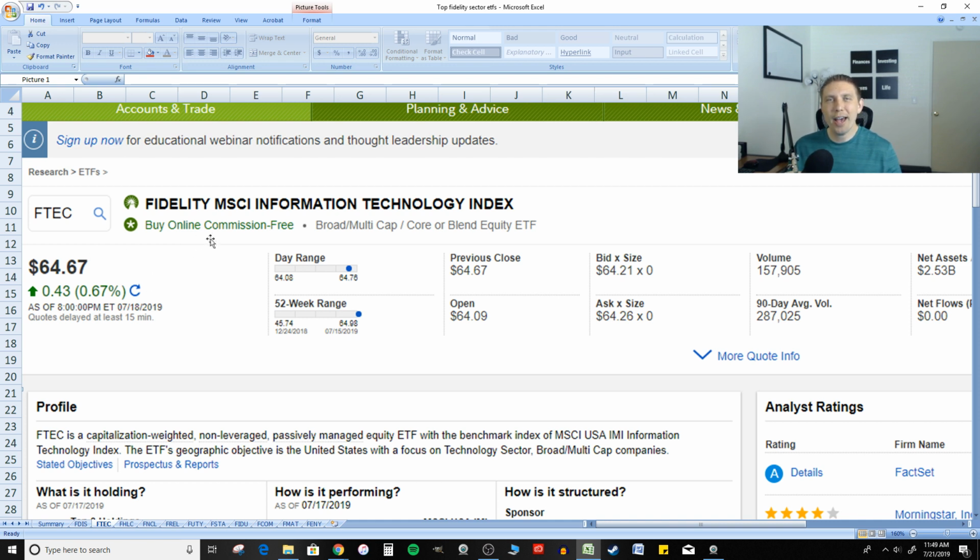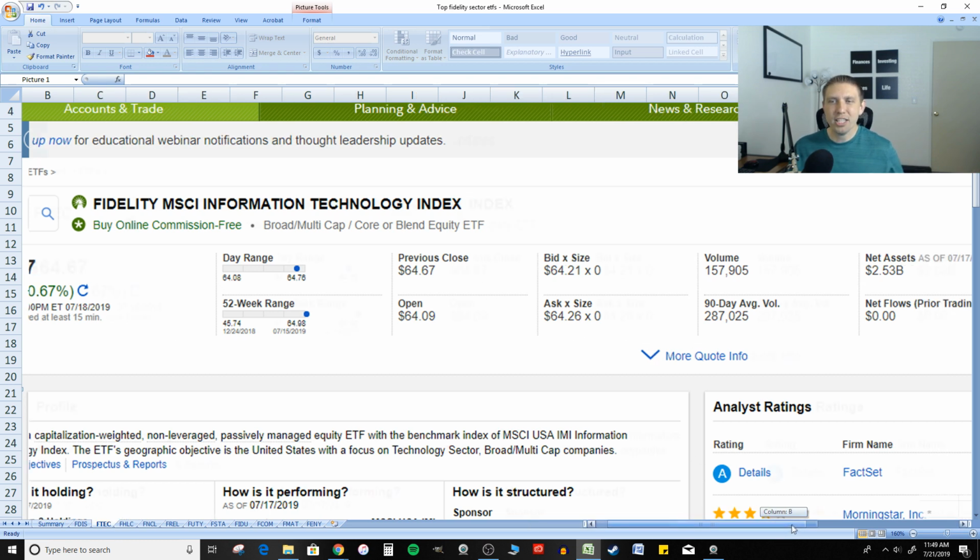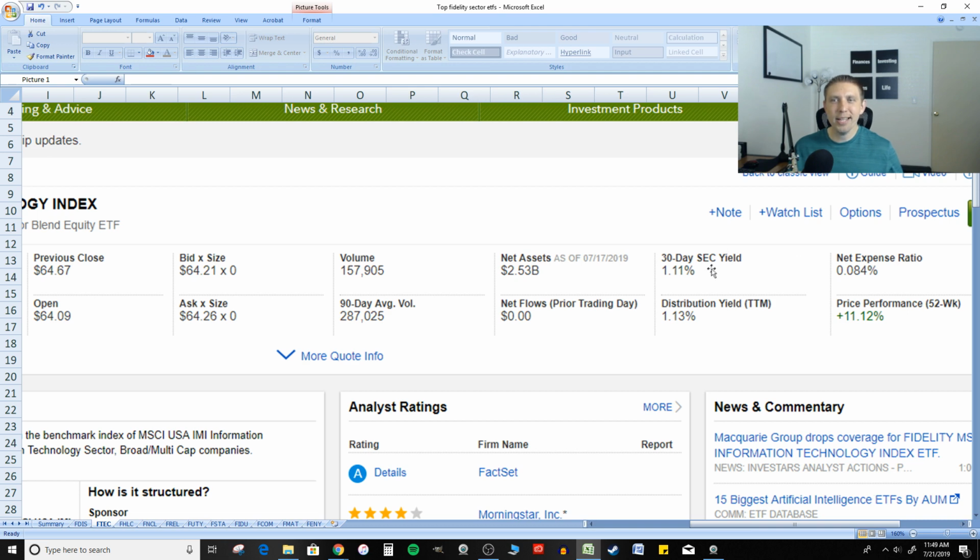And just so you know, the research on these investments on this spreadsheet was done around 7/18 of 2019. So July 18th is when I pulled all this information together. There is a small dividend yield of 1%. Expense ratio is the same as the last one. What companies does this thing hold?